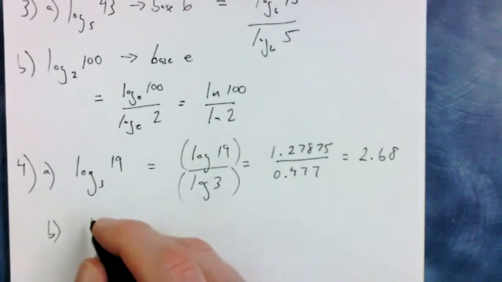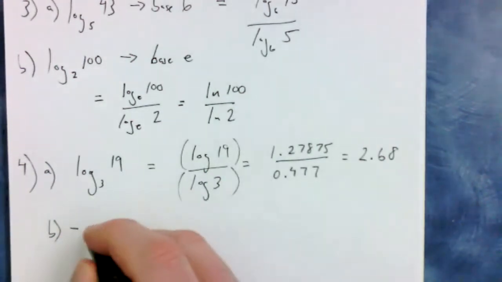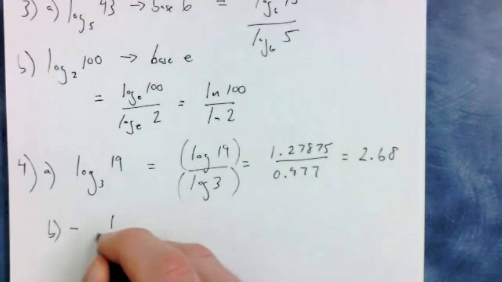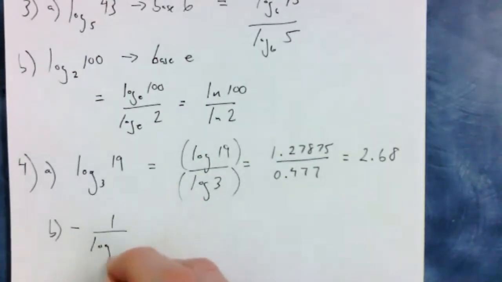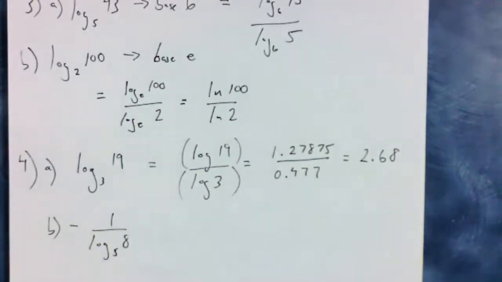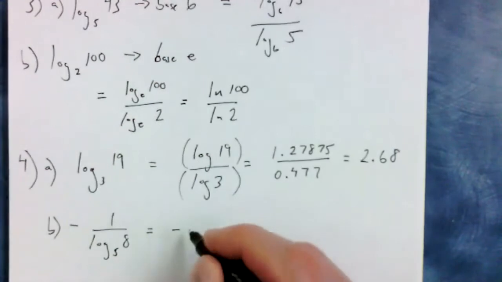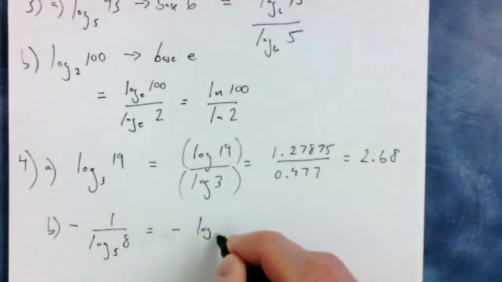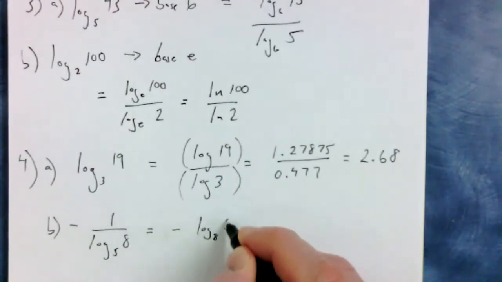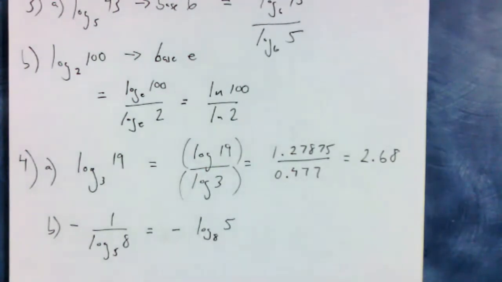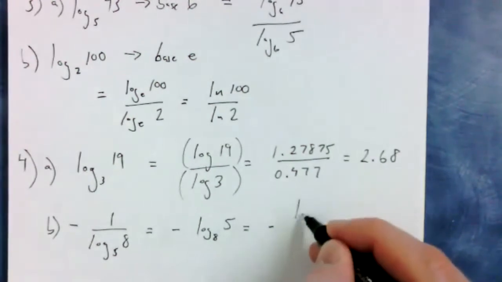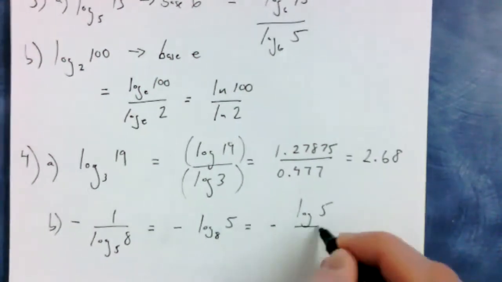It's good to try these. Next one: negative 1 over log base 8 of 5. Remember, we can look at this, because of the rules, as negative log base 8 of 5. Remember, they switch. But we still need log of 5 over log of 8.